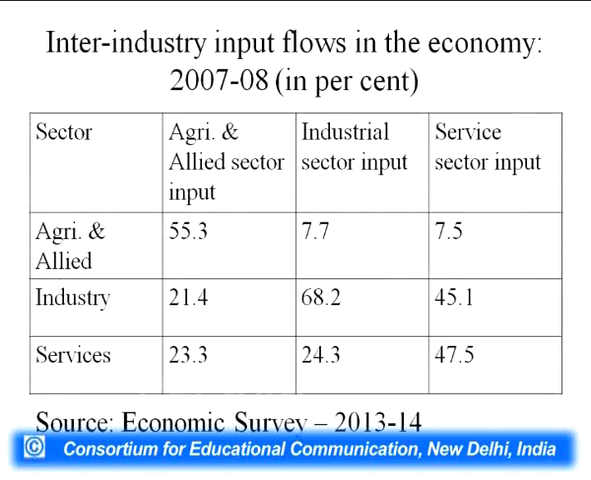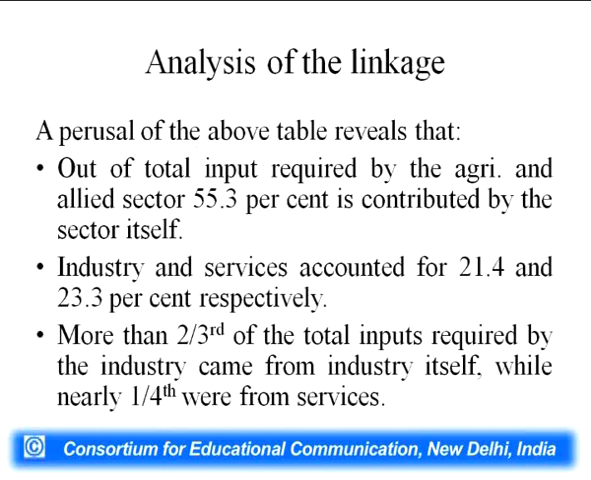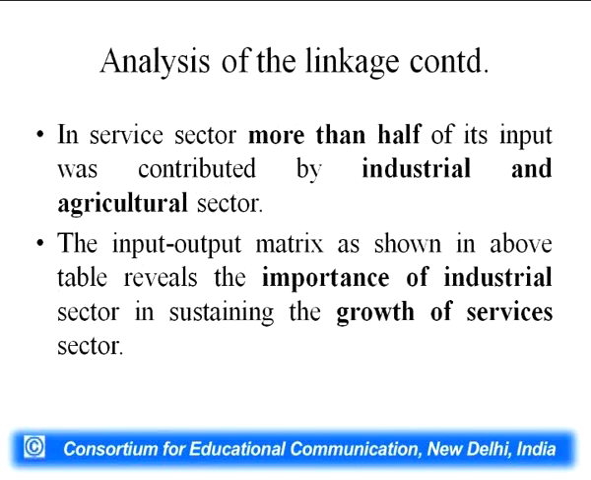This table shows the input-output matrix of the Indian economy, and the data is based on 2007-08 in percentage terms. The table shows that out of the total input required by the agriculture and allied sector, 55.3% is contributed by the sector itself. Industry and services accounted for 21.4 and 3.3% respectively, and more than 2/3 of the total inputs required by the industry came from industry itself, while nearly 1/4 were from the services sector. In the service sector, more than half of the input was contributed by the industrial and agricultural sector.